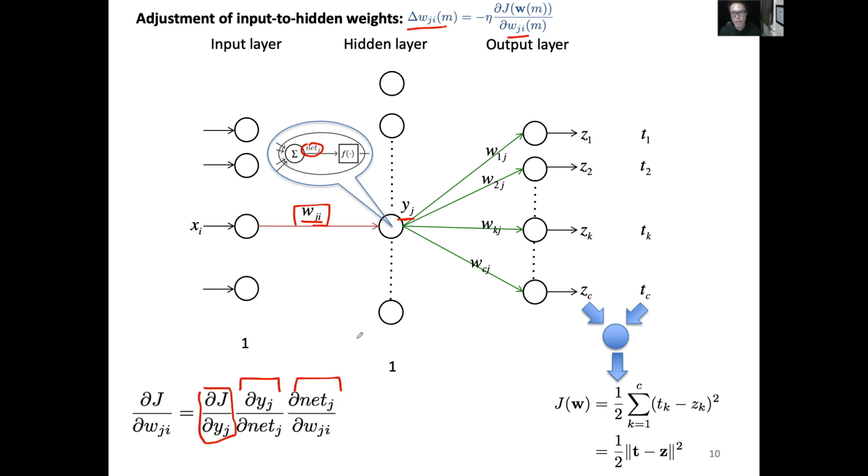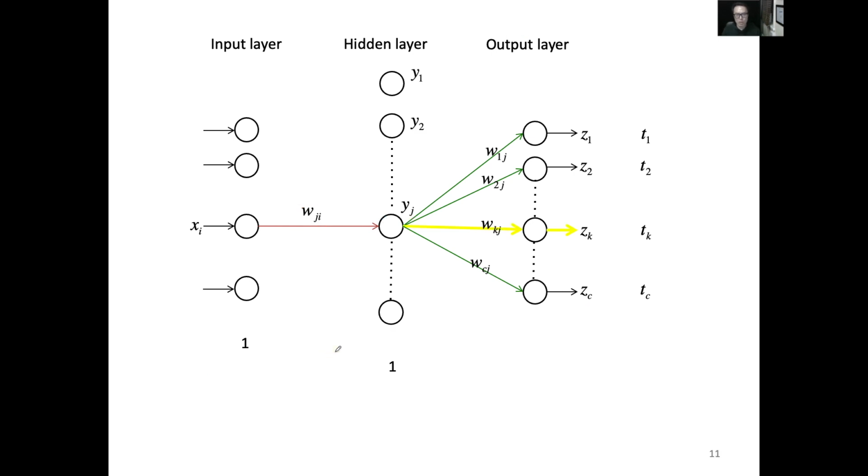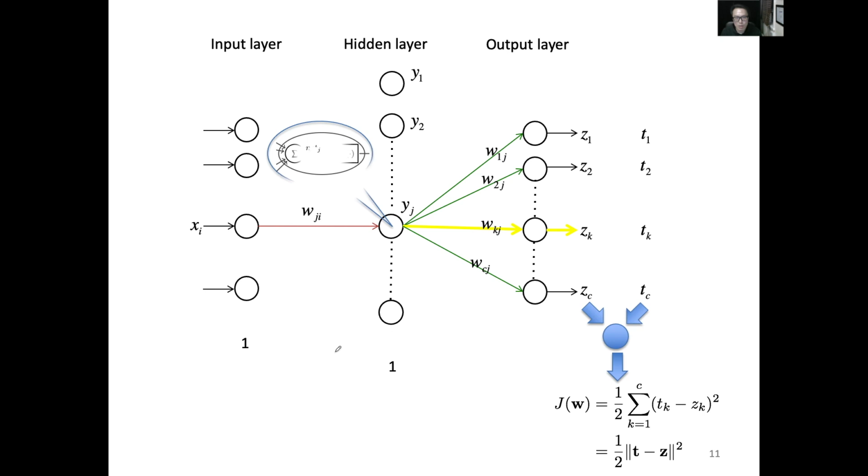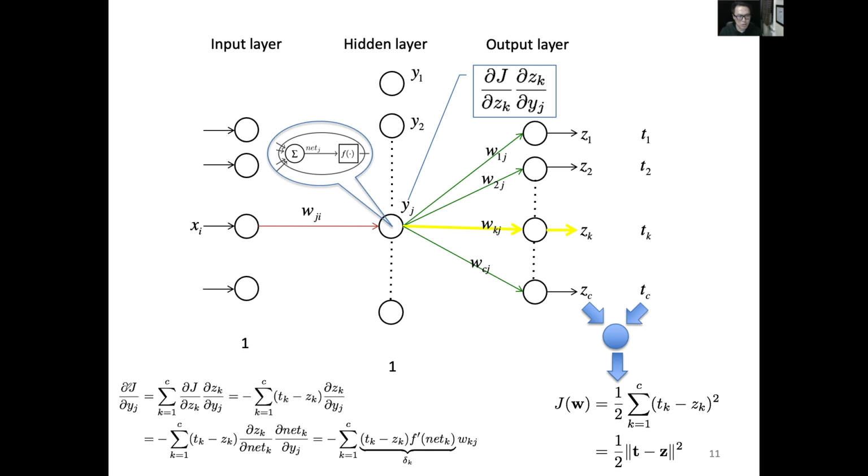Okay, so now we are going to look into the details term by term. That means first we are going to find out the change of J with respect to yj, and then this term, and then this term. Now we are going to do the same thing. Take a look at this term. This is the first term we are going to find, that is the change of J with respect to yj right here.